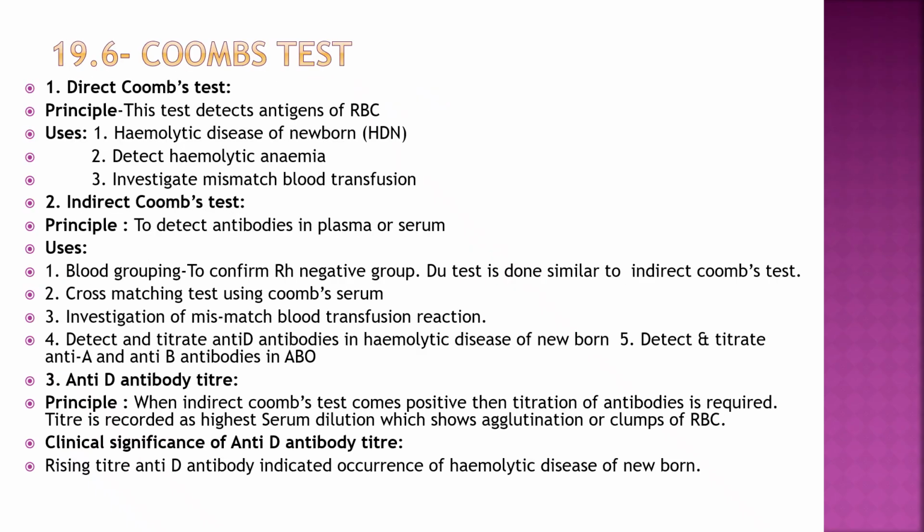Coombs test: there are two types, direct and indirect. The direct Coombs test detects antibodies on RBCs; its uses are hemolytic disease of newborn, hemolytic anemia and mismatched blood transfusion. The indirect Coombs test detects antibodies in plasma or serum; its uses are blood grouping to confirm Rh negative group. The Du test is done similar to ICT, as is cross-matching using Coombs serum, and mismatched blood transfusion reaction.